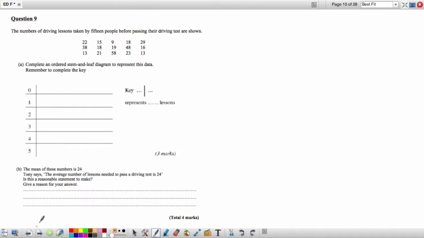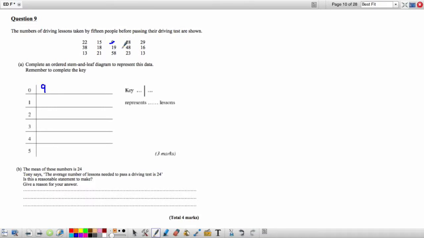Question number 9. The numbers of driving lessons taken by 15 people before passing their test are shown below. Complete an ordered stem and leaf diagram to represent this data. Remember to complete the key. So first off, we're going to look for our lowest numbers. We have here 9, so our first row here will be 9. Cross 9 off from our list.